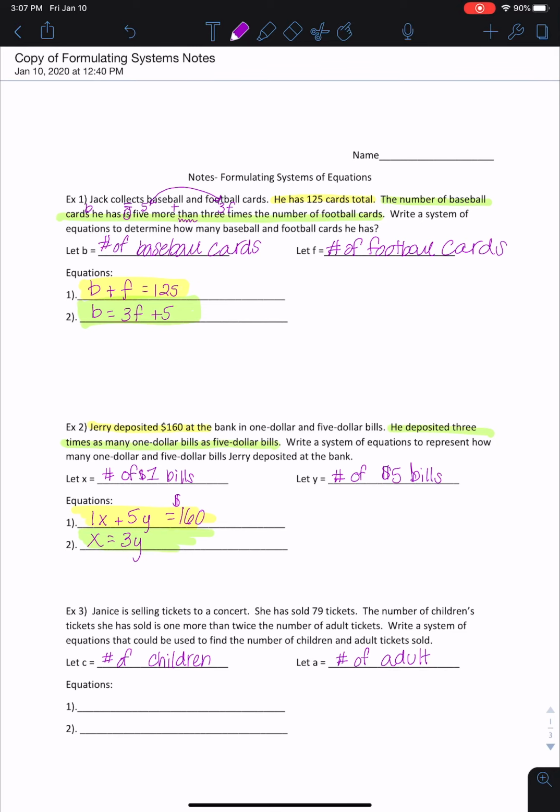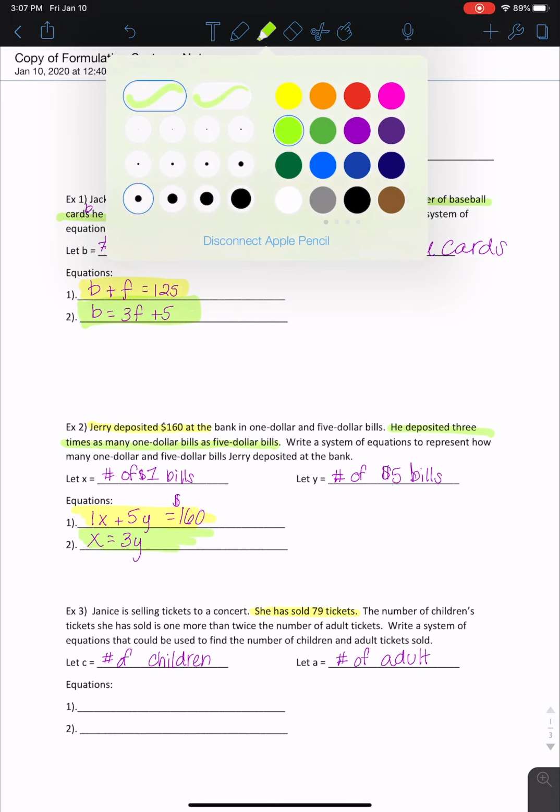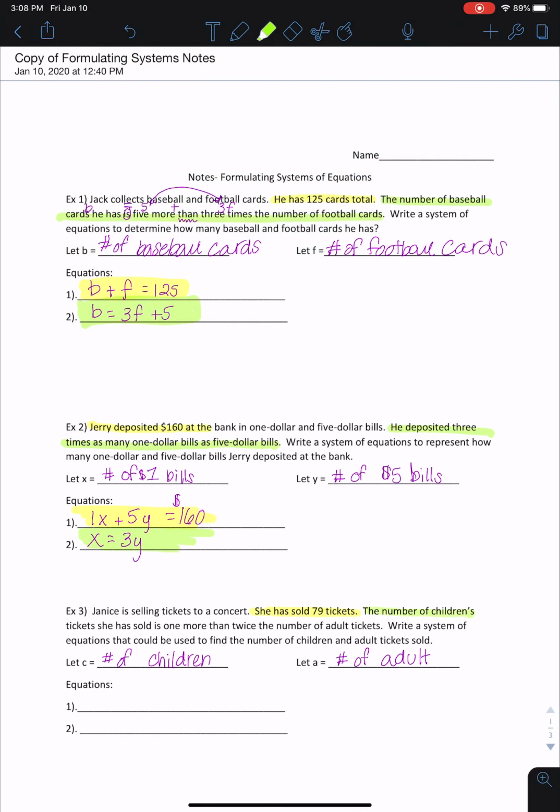All right, then grab a highlighter. The first thing that's going to give me an equation is the total, 79. The second equation is going to come from the number of children's tickets is 1 more than twice the number of adult. So that will give me this one, and yellow will give me this one.